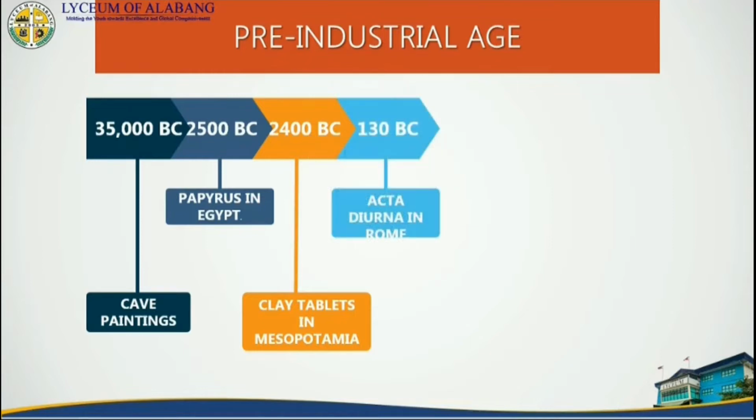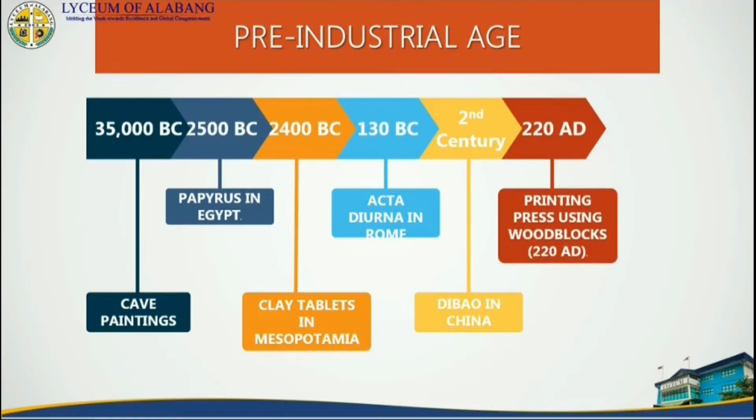In 130 BC, we have the Acta Diurna. Acta Diurna were daily Roman official notices, a sort of daily gazette. They were carved on stone or metal and presented in message boards in public places, like the Forum of Rome. Next, we have Dibao in China in the 2nd century.